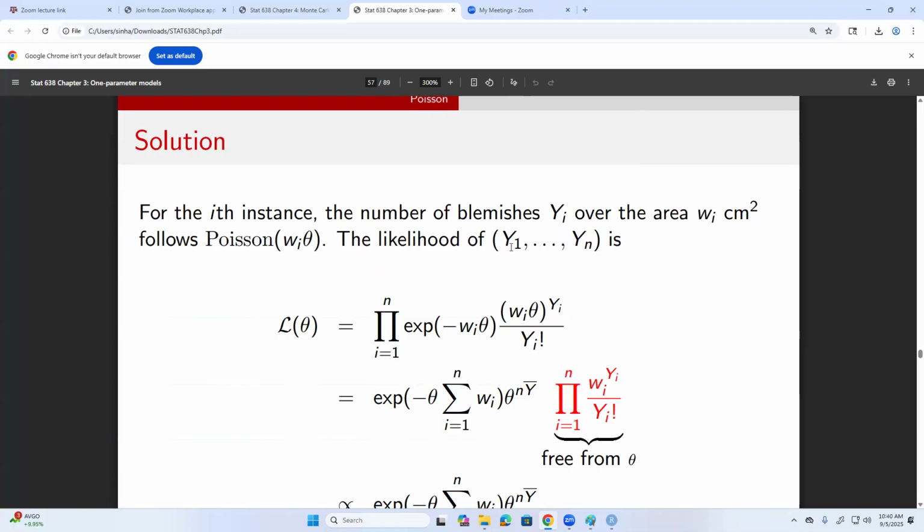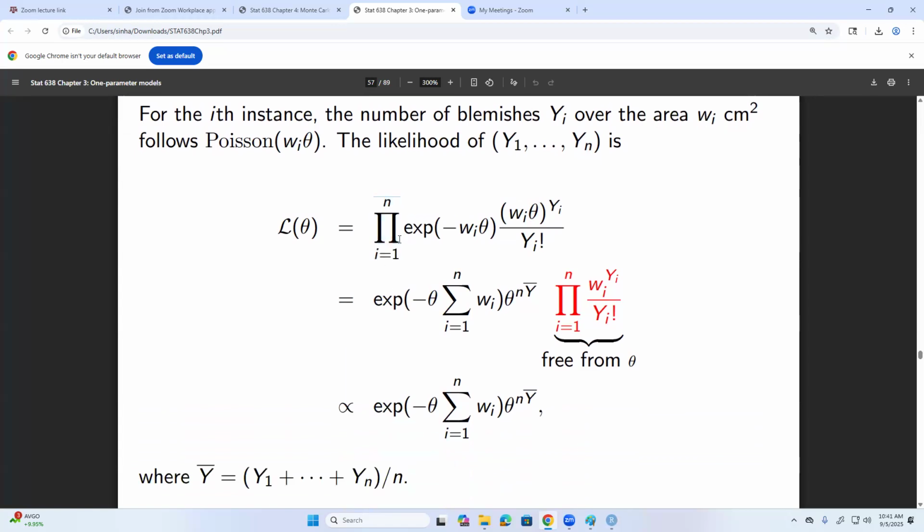The likelihood of y1, y2, ..., yn. What is that n? n is the number of instances when you collected the data. So you have 50 such instances, 50 hours of data. So n is 50 in your real data example. The likelihood function is the probability mass function evaluated at the data collected at every hour, and then the product over i equal to 1 to n.